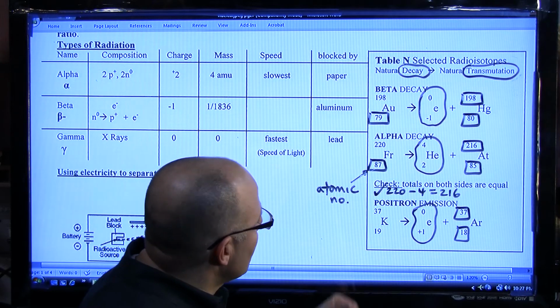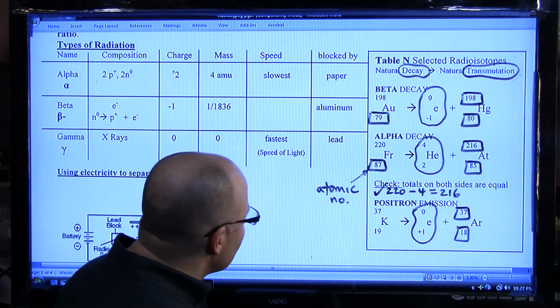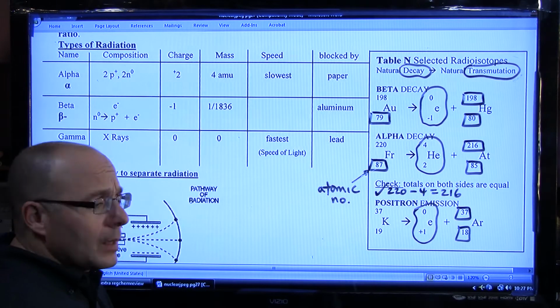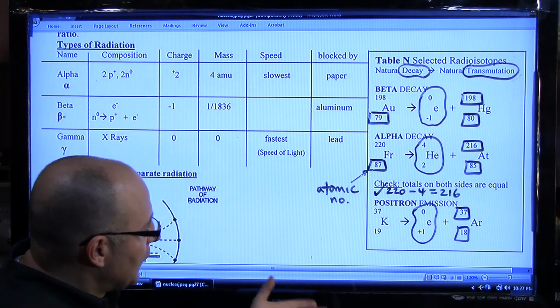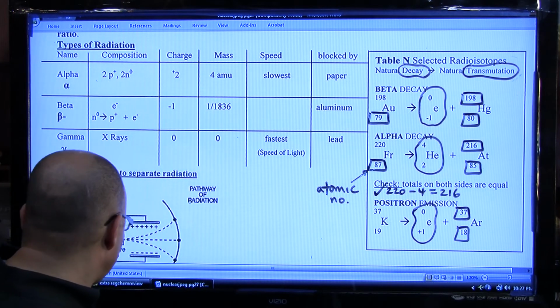So we'll practice these in some problems at the end of the unit, and there's, again, more practice of this material in what I call the extended unit on radioactivity.